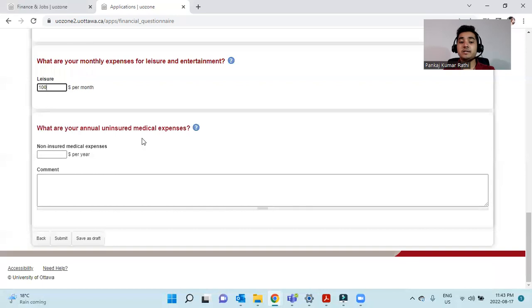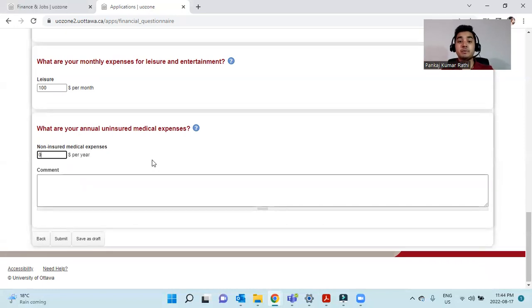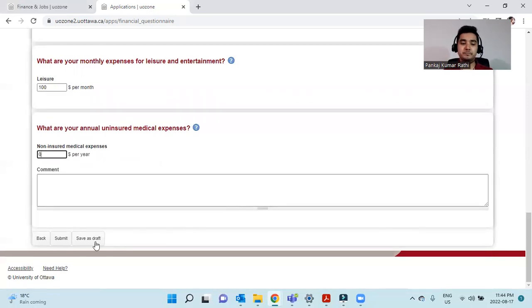What are your annual uninsured medical expenses? If you currently don't have any non-insured medical expenses, do mention it as 0. In future, if there are any medical expenses which are not covered, you can update this financial questionnaire at that time. But if you have any medical symptoms or diseases since birth or for a longer time, and you know that this will not be covered by your insurance, do mention those expenses here. Again, it is per year, so mention that accordingly.